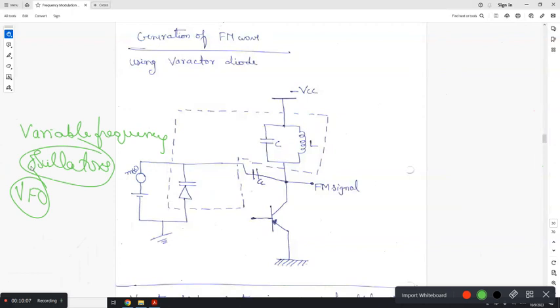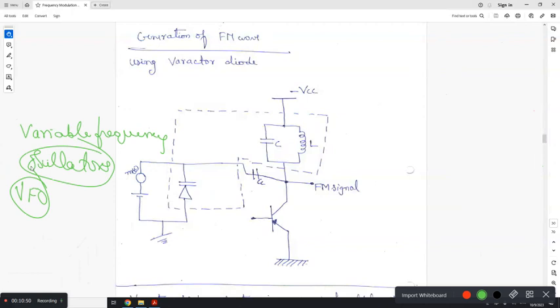Now, we are going to make use of such oscillators in generating our FM wave, because an FM wave requires something which generates a variable frequency, and that variable frequency depends on the instantaneous amplitude of the message signal. So if an oscillator generates an oscillation whose frequency is proportional to the instantaneous value of the message signal, that's enough for us to generate an FM wave. So we use such a circuit.